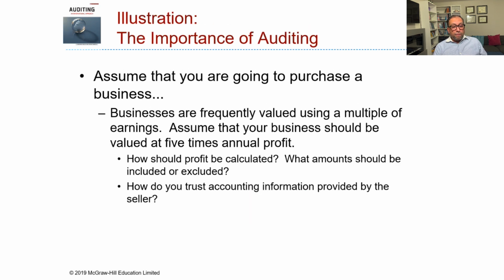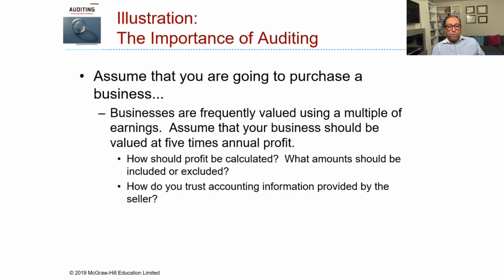We are using an illustration to explain the importance of auditing. Assume you are going to purchase a business. For example, assume that you want to buy a business. Businesses are frequently valued using a multiple of earnings. Assume that your business should be valued at 5 times annual profit. How should profit be calculated? What amount should be included or excluded? And how do you trust the accounting information provided?